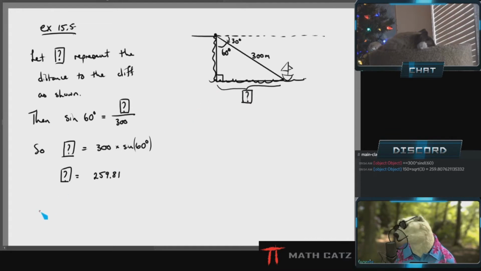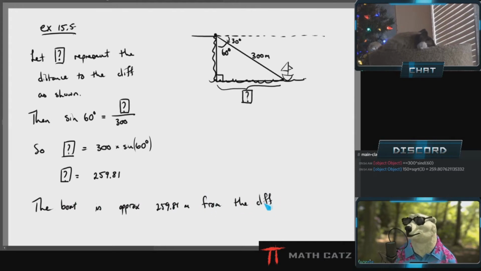And then a concluding sentence is always nice. Question mark in a box is exactly what I wanted to find. So that would be done. The boat is approximately 259.81 meters from the cliff.